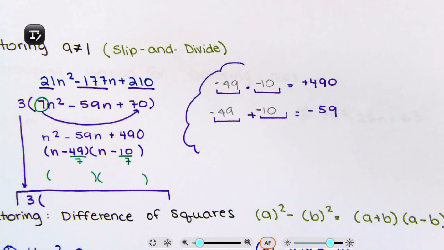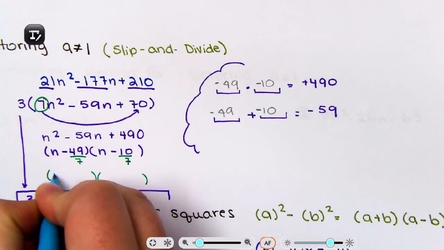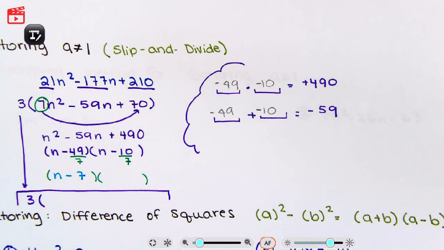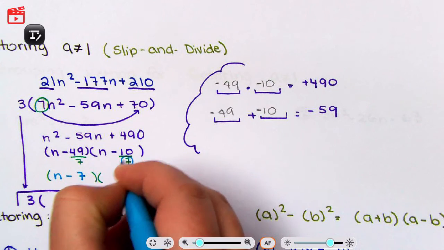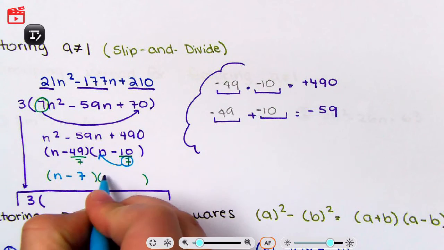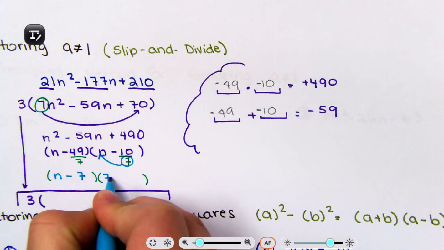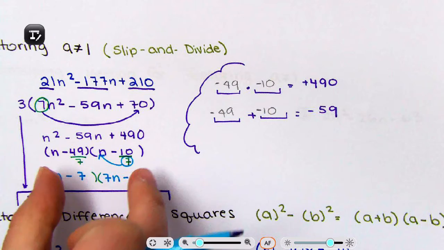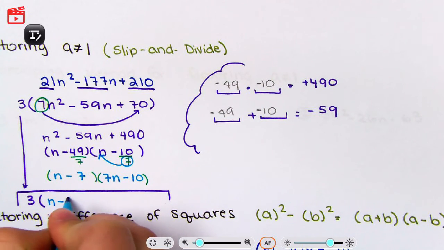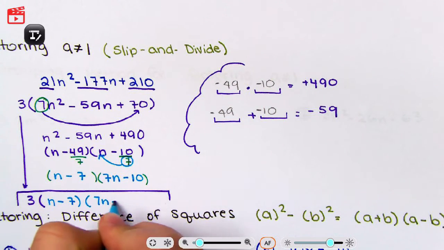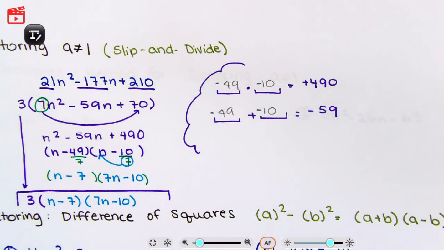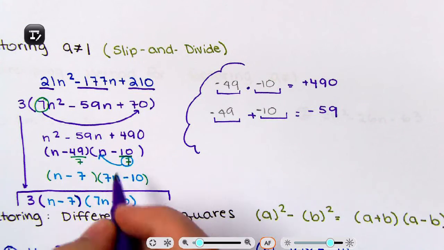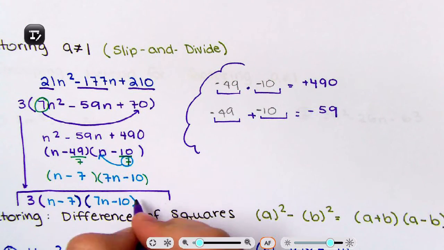49 divided by 7 is 7, so I have n minus 7. Here I have 10 divided by 7, which you cannot do, it cannot be simplified. So I'm going to take this denominator, I'm going to bring it back out here, and that's going to become our new coefficient for the n, and the numerator stays behind. So I'm going to take these two factors, I'm going to write it in my answer bubble. So my answer for this question is 3 times n minus 7 times 7n minus 10.